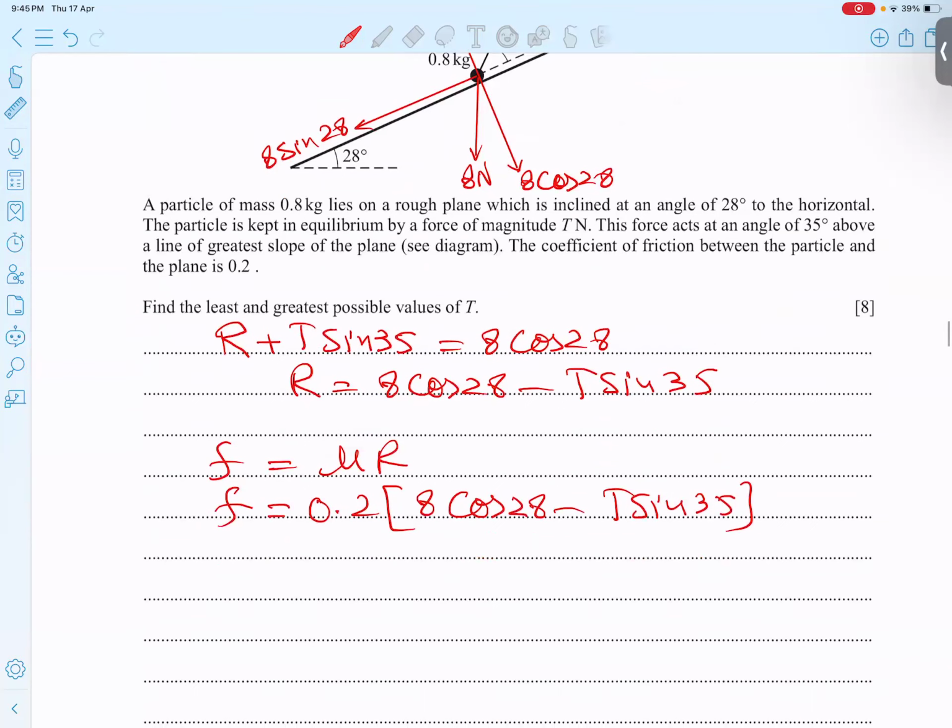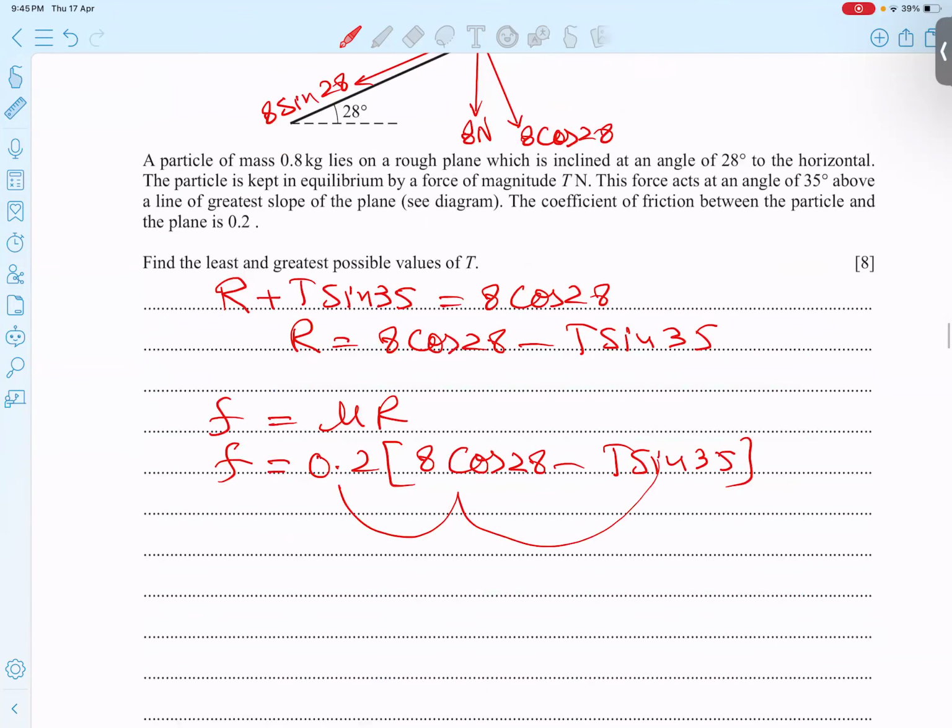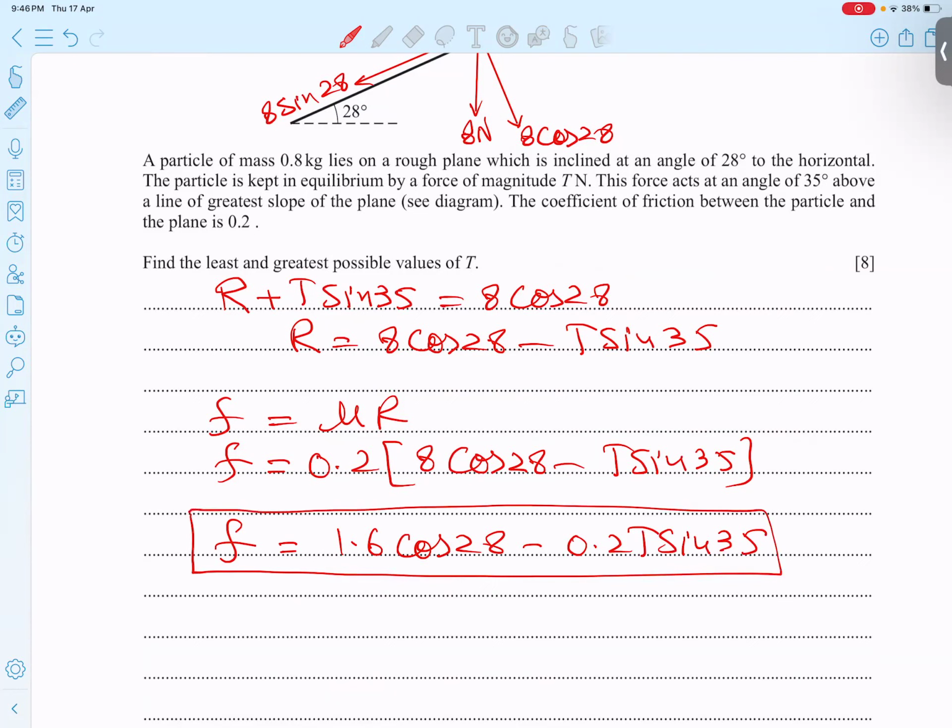Now I will multiply 0.2 inside. So 0.2 multiplied with the 8 gives me 1.6 cos 28. And 0.2, if you check it, it becomes 1, or I just write 0.2 times T sine 35. There's a friction force, I got it. So now, students, I will go for the next plan.